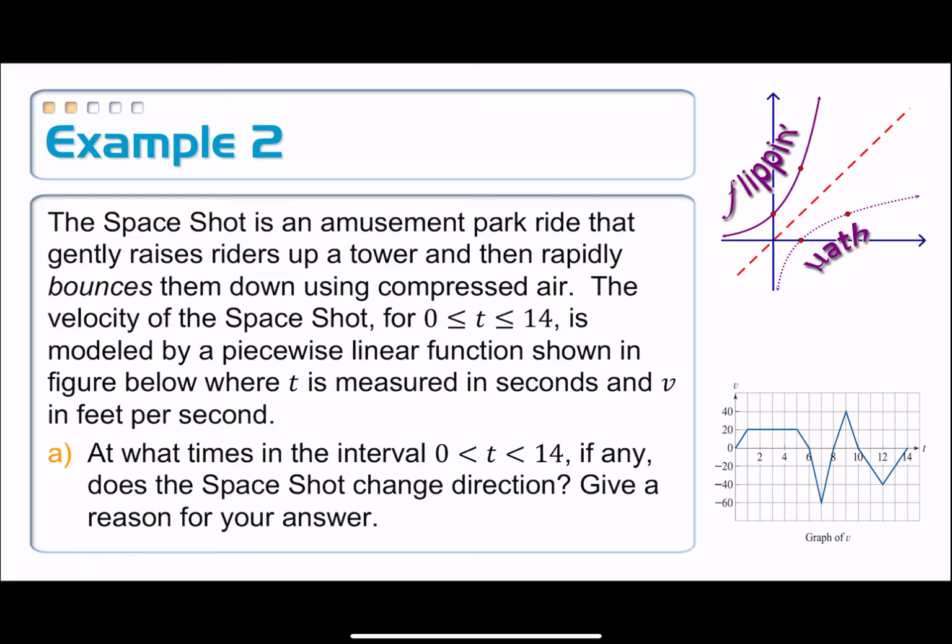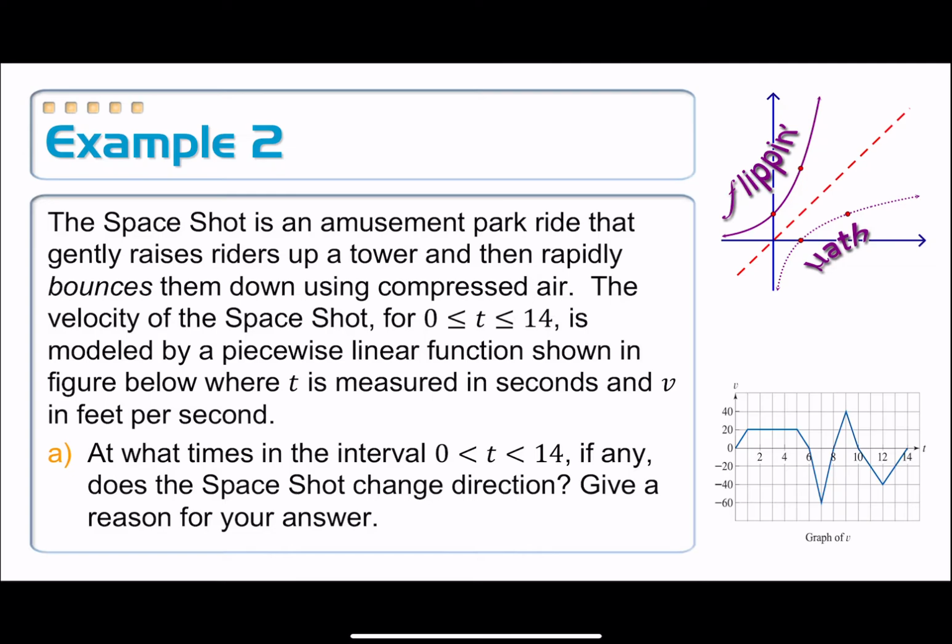The second example. If you're here, you're probably wanting to know some more specific details. So let's take a look at example 2. The Spaceshot is an amusement park ride that gently raises riders up a tower and then rapidly bounces them down using compressed air. It sounds nauseating, actually.